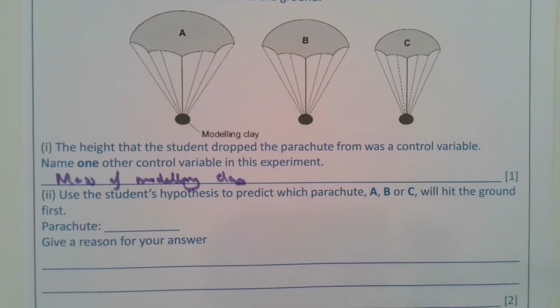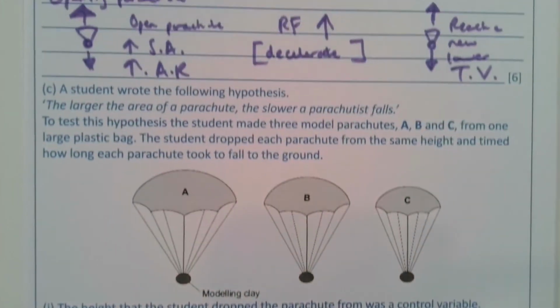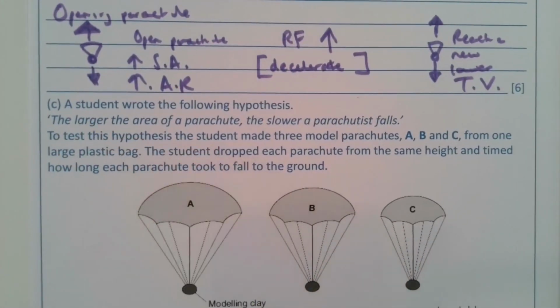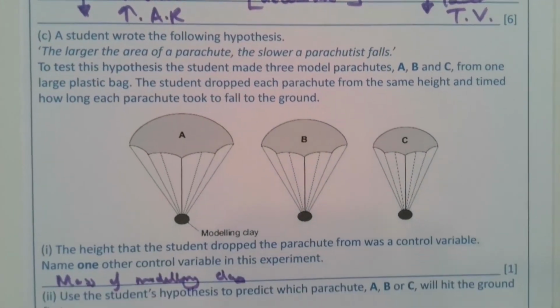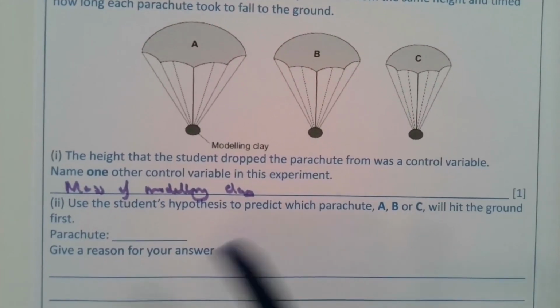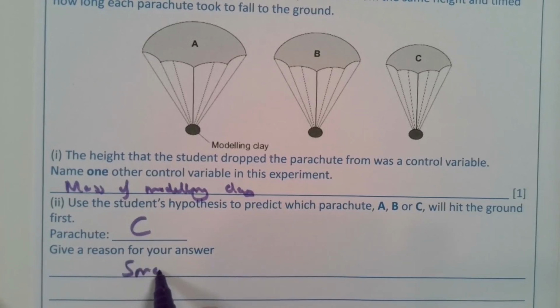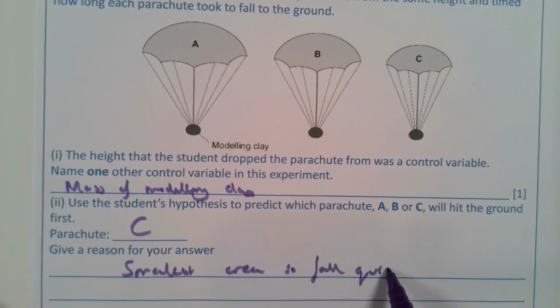Use the student's hypothesis to predict which parachute A, B or C will hit the ground first. So for this answer we need to use the student's hypothesis, which is up here. The larger the area of a parachute, the slower a parachutist falls. So we can see that C has the smallest area and therefore should hit the ground first. So the answer they're looking for is C. And the reason being, it has the smallest area, so will fall quickest.